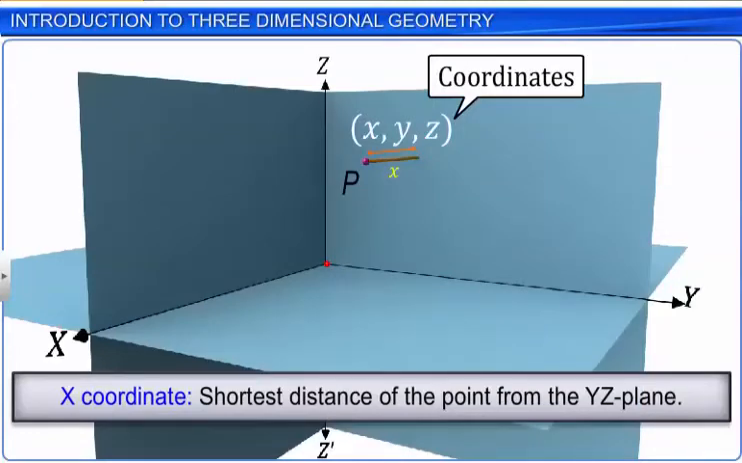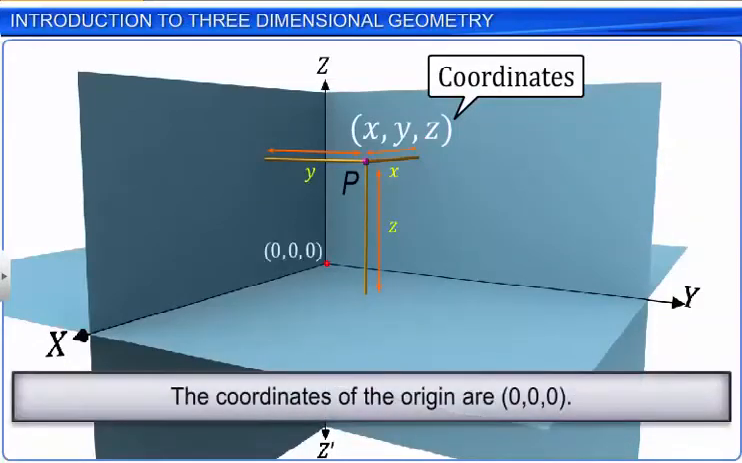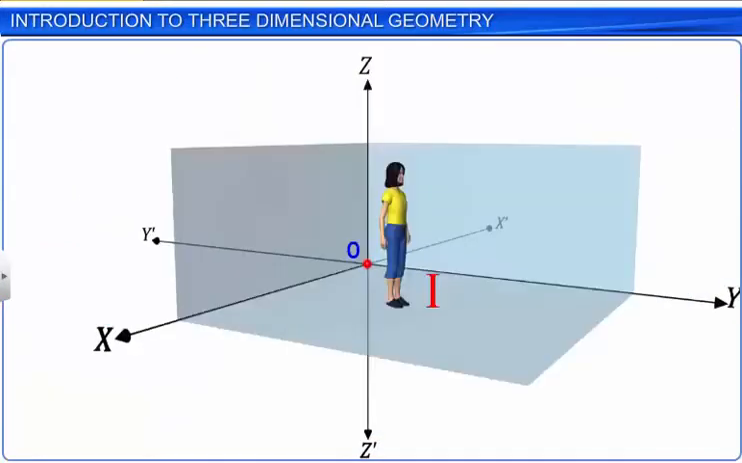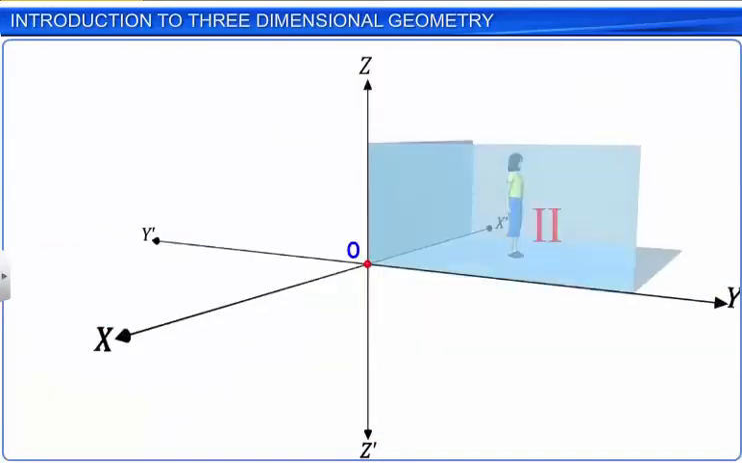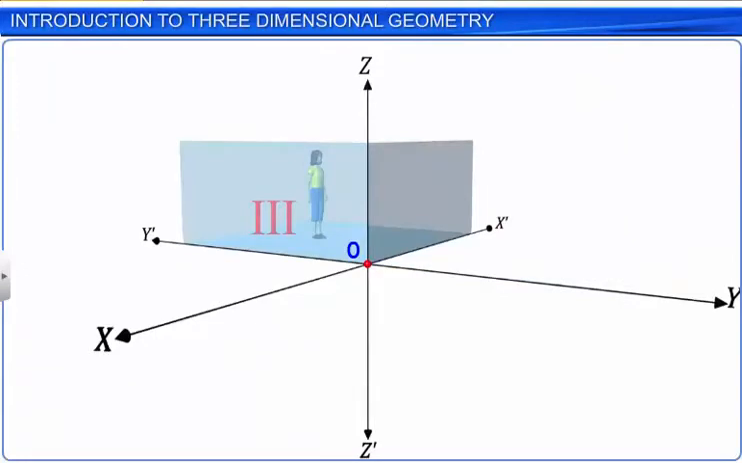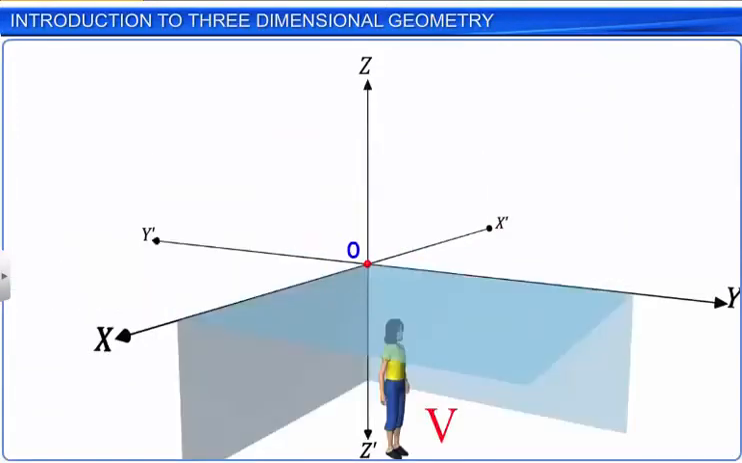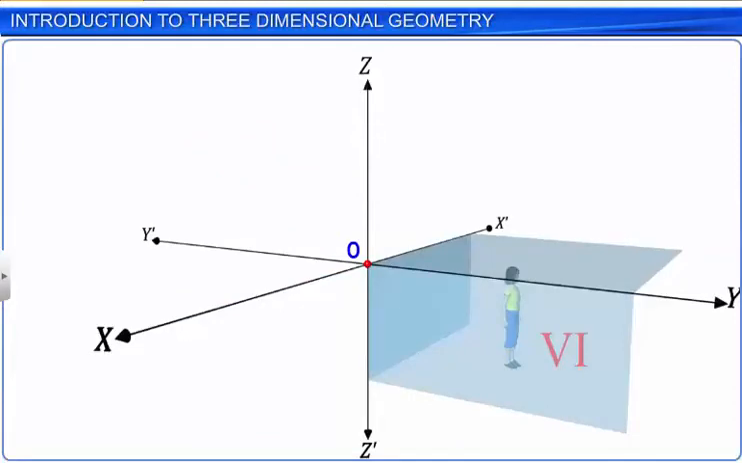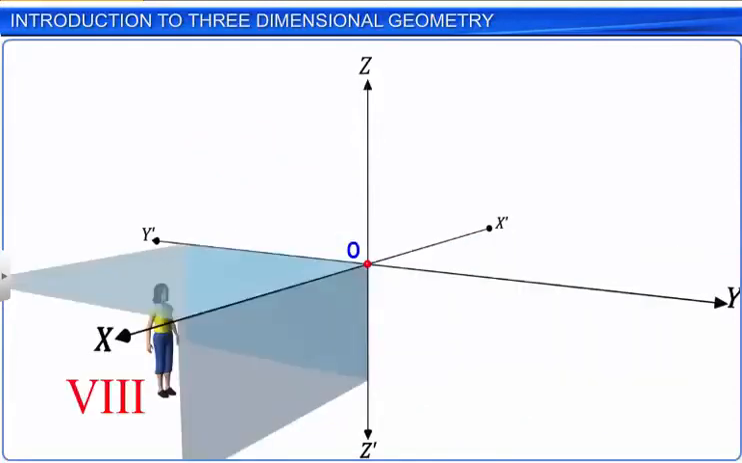Similarly, the y-coordinate represents the distance of the point from the zx plane, and z represents the distance of the point from the xy plane. The coordinates of the origin are 0, 0, 0. The coordinate axes divide the coordinate space into 8 parts, called octants. The sign of the coordinates determine the position of a point in a particular octant.